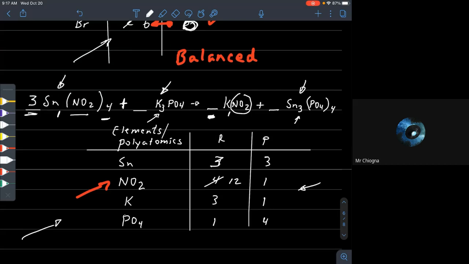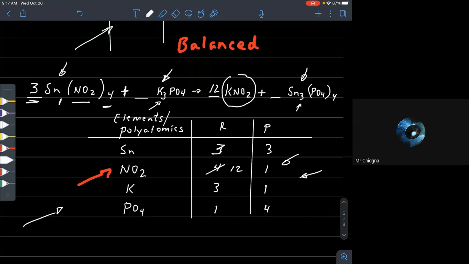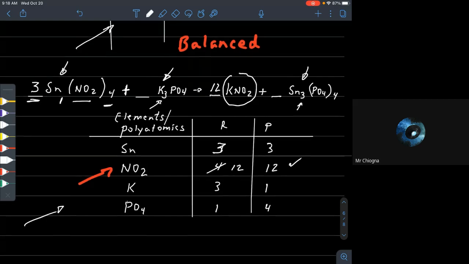Now we can change. Go back over here. I only have 1 nitrite on the right. 1 of these. How do I make it so there's 12? Put a 12 in front. That changes everything to the right of it, not just the nitrite. We can put that down as 12, so that's correct now. That's now balanced. So far, that works. But it also affects the potassium. There's now 12 potassium.